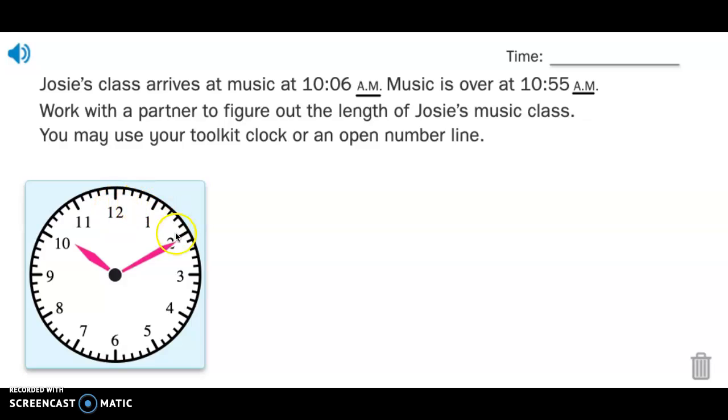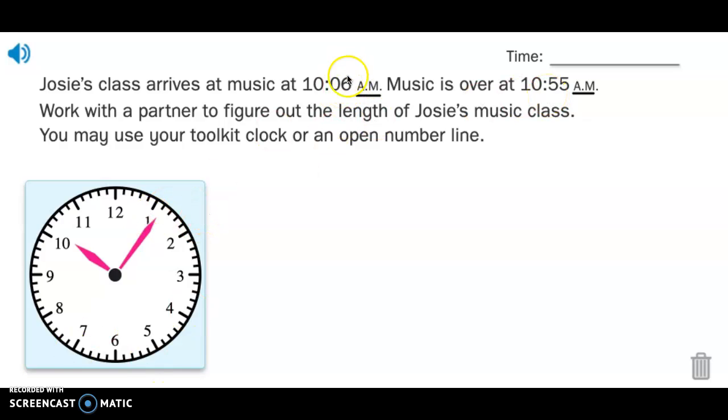And let's see. Is my big hand in the right position? What do we need it at? We need it at 6 minutes. So if I start at the top, remember, from 1 hour, it's 5 minutes. And then we just need 1 little minute to make it 10:06. Beautiful. Okay, we need to get to 10:55 a.m.